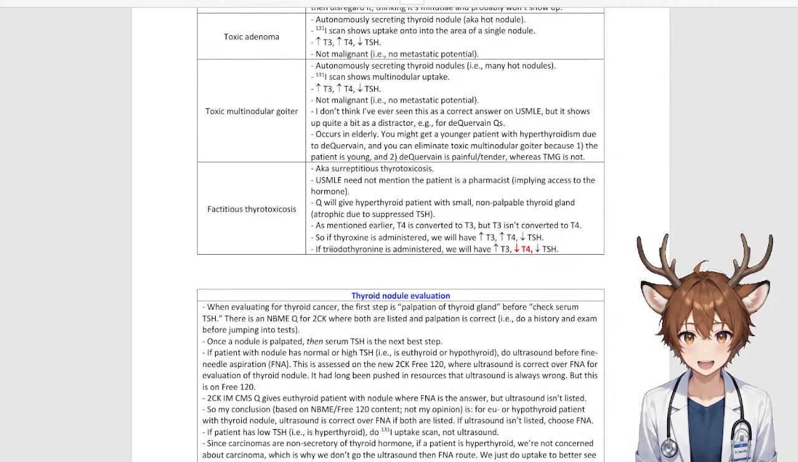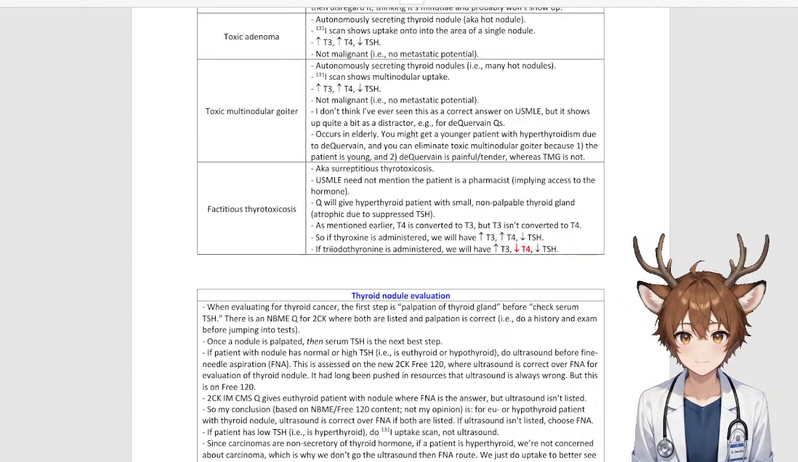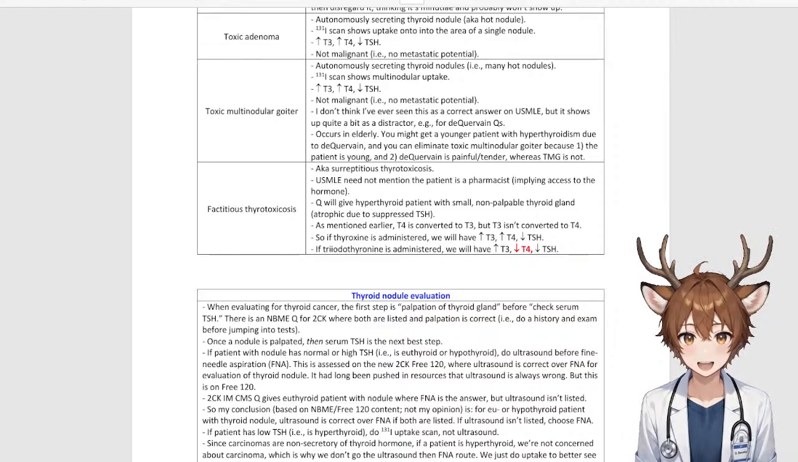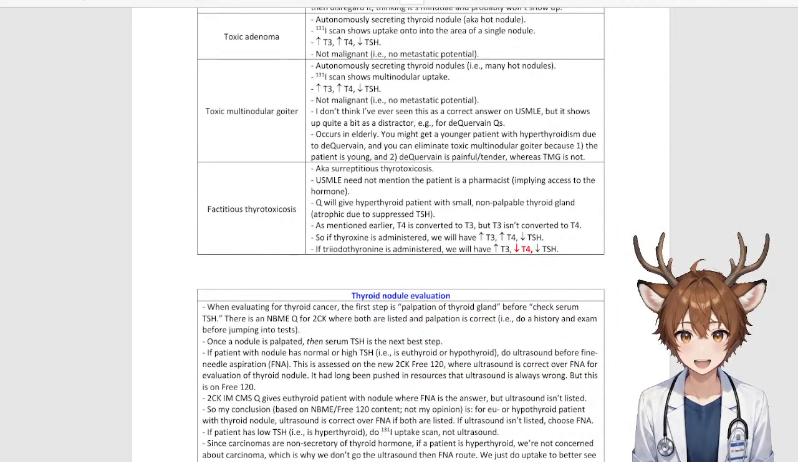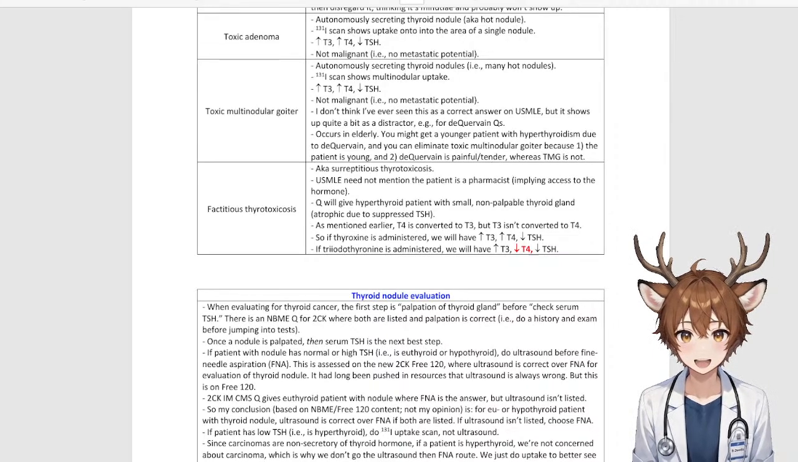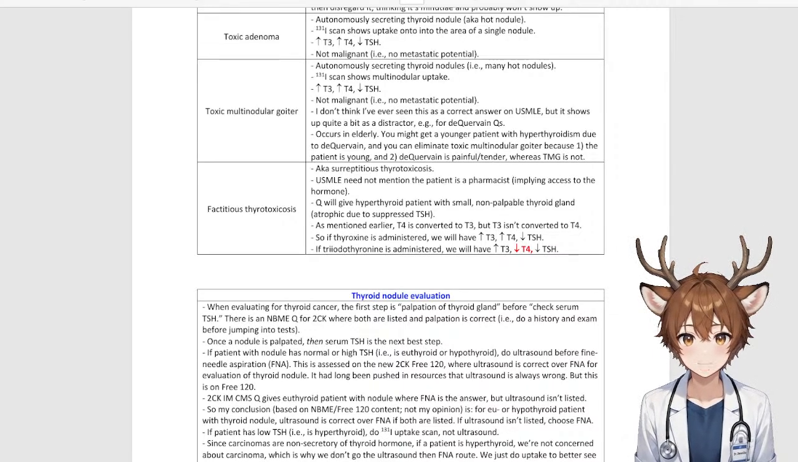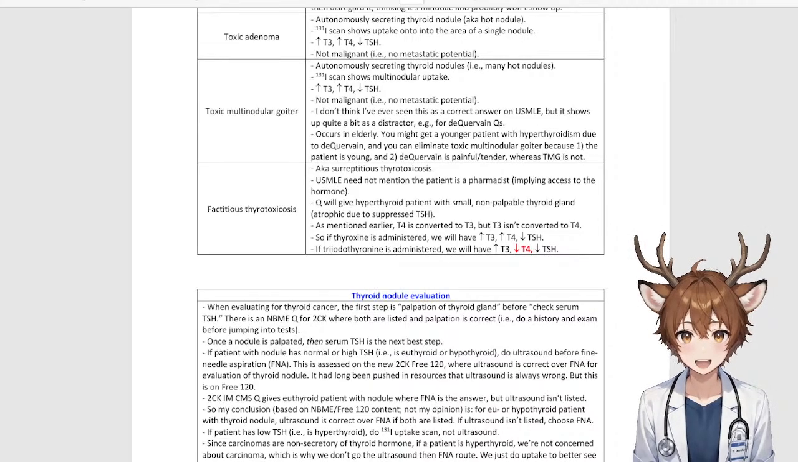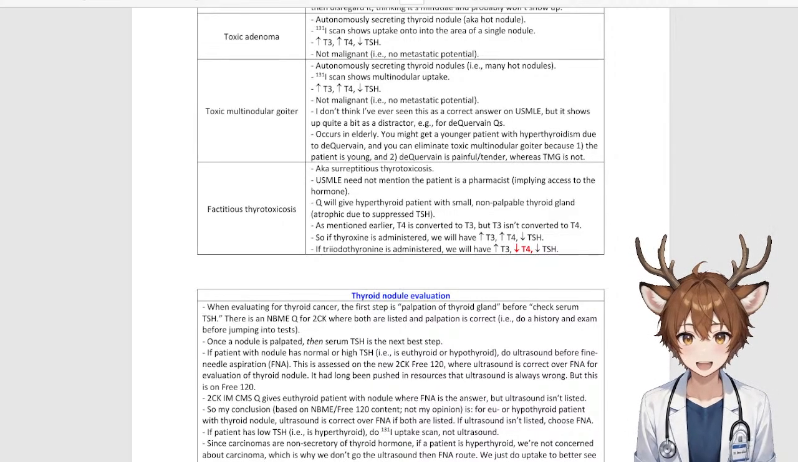I don't think I've ever seen this as a correct answer in USMLE, but it shows up quite a bit as a distractor. That is to say, for example, from the De Quervain questions. It occurs in the elderly. You might get a younger patient with hyperthyroidism due to De Quervain's, and you have to eliminate toxic multinodular goiter because, one, the patient is young, and two, De Quervain's is painful/tender, whereas toxic multinodular goiter is not painful. So if you see something like that as an answer, maybe it's De Quervain's and not that. So just think about, is it painful or not painful? If it's painful, then it's not TMG. It's going to be De Quervain's probably. Right. Is the patient young?